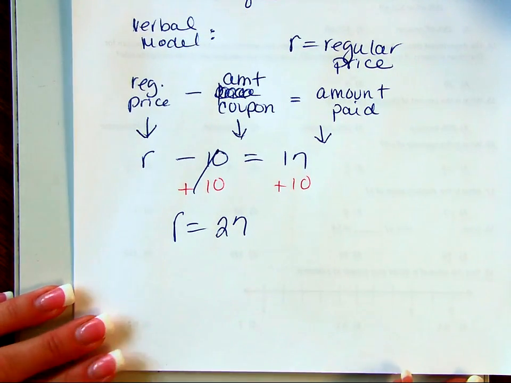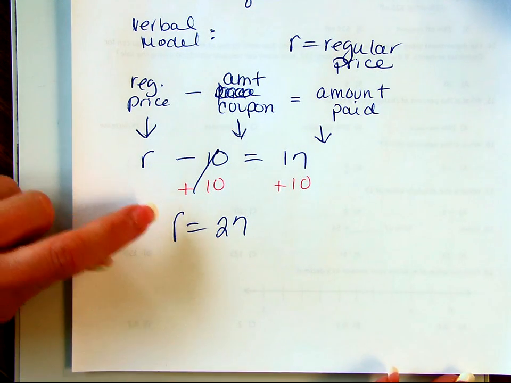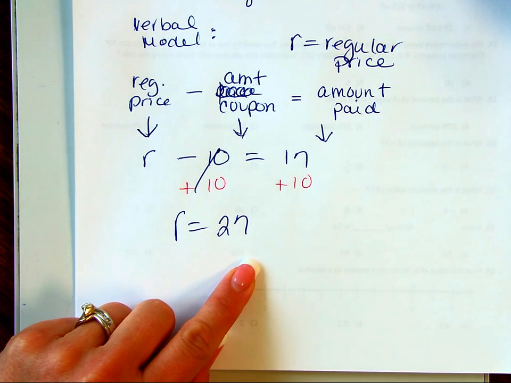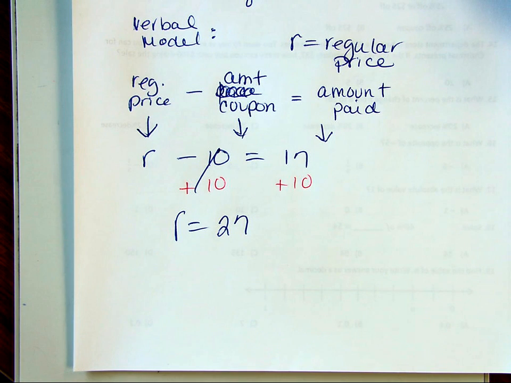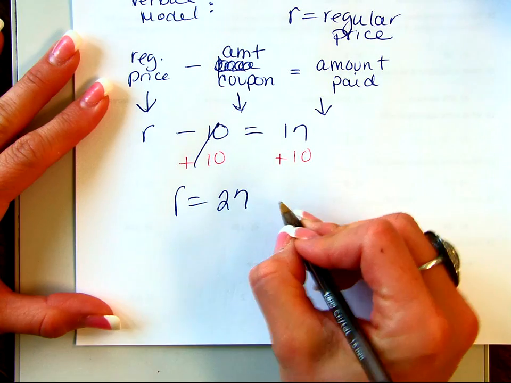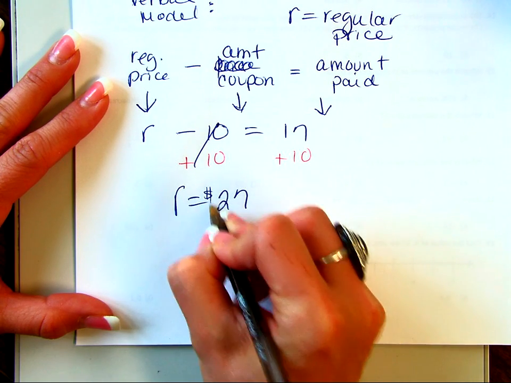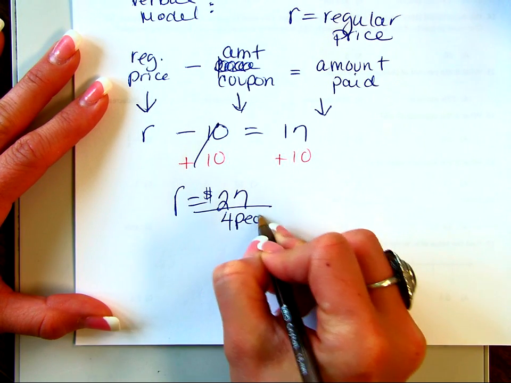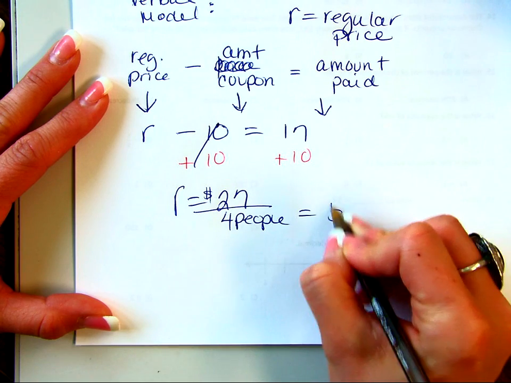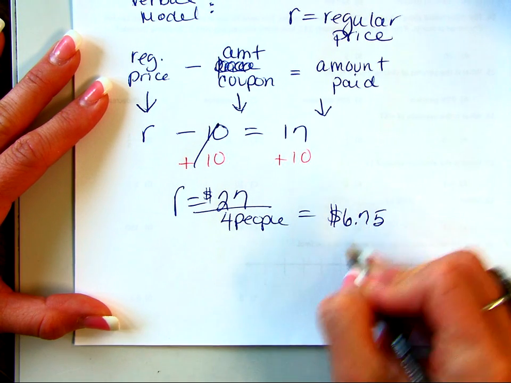Okay? So what does that mean, though? Does that mean each person paid 27? No. That's how much it costs for 4 people before the coupon, right? So what would I need to do? This is $27 divided by 4 people. And that would give me per person.